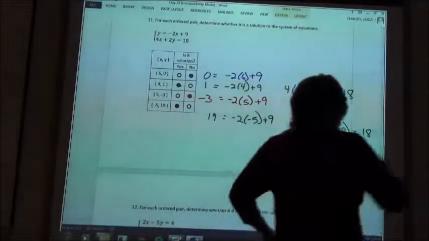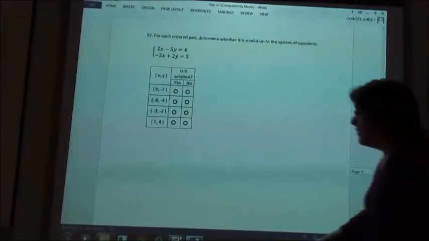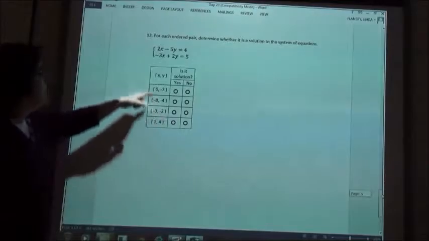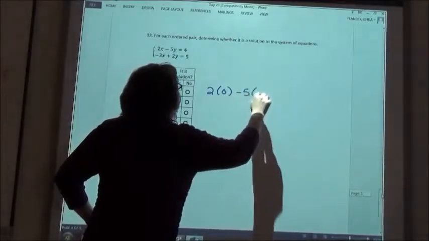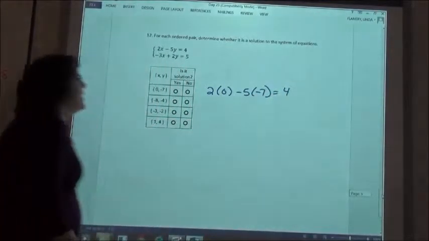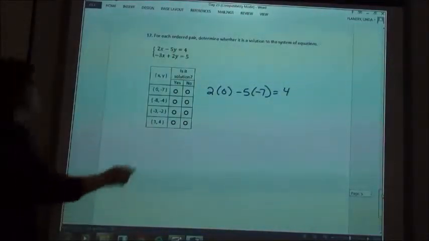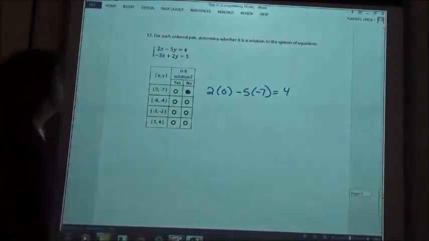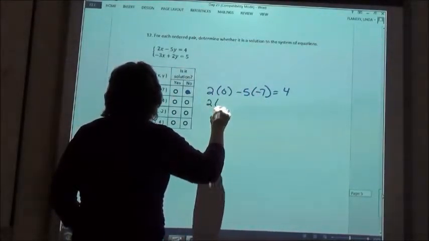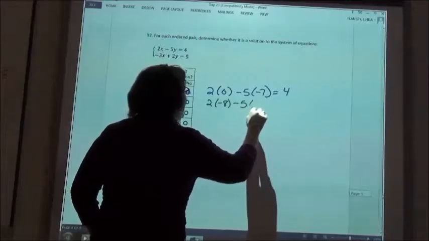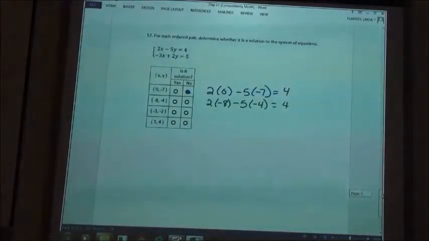And one last set here. So, checking the first one. 2 times the 0 minus 5 times our negative 7. Does that give us an answer of 4? Nope. Since that's no, we can just mark no. So we check our next point. 2 times negative 8 minus 5 times negative 4. Does that equal 4? It's 4. It does equal 4.